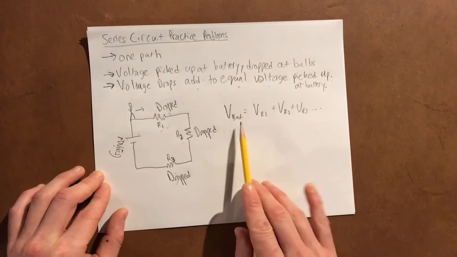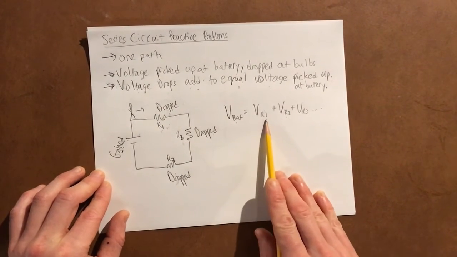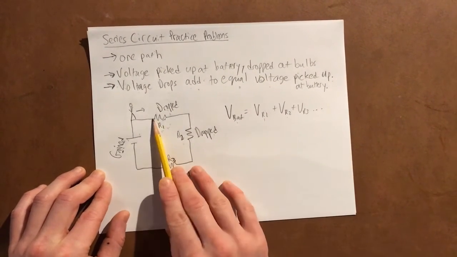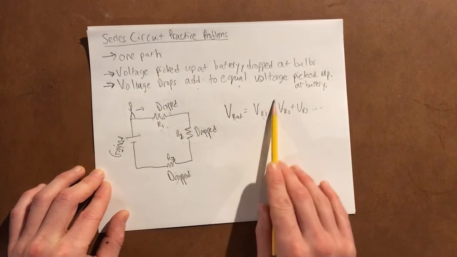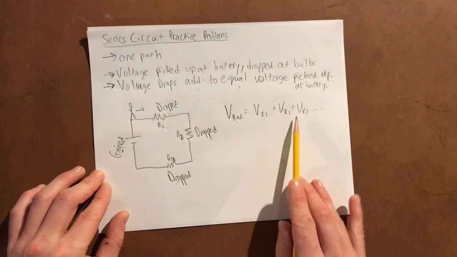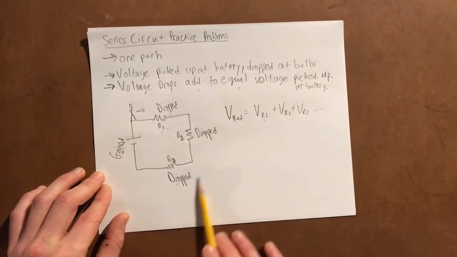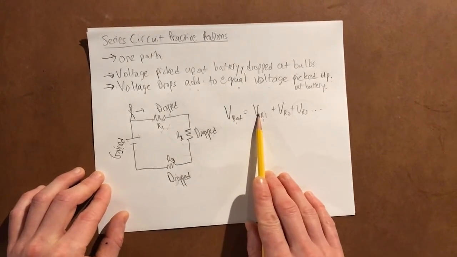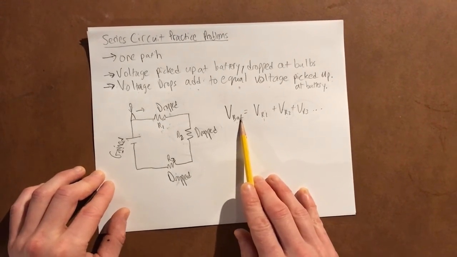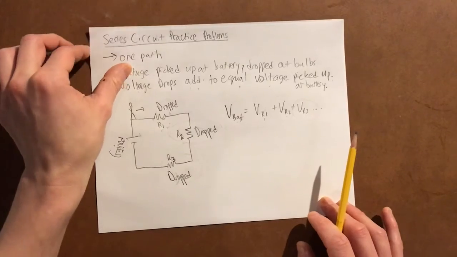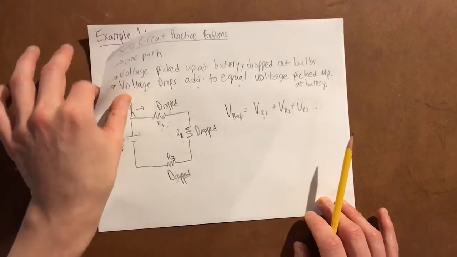And here's your equation for it. The voltage of the battery equals what is dropped off at R1, that's here, what is dropped off at R2, that's here, and what is dropped off at R3, that's here. So if you add those three drops together, you get what you gained at the battery. All right, so write down that formula, and we're going to use it to solve two practice problems.